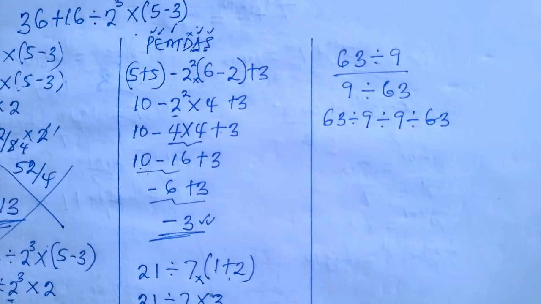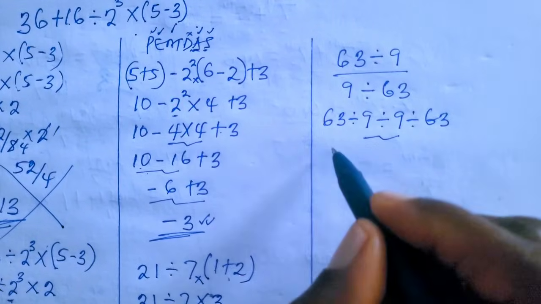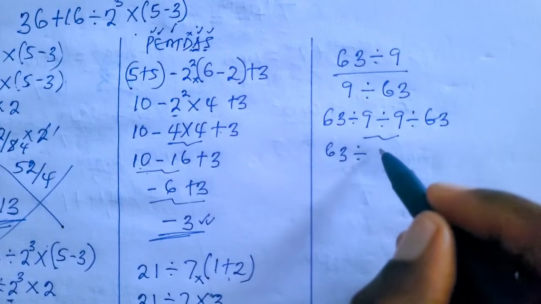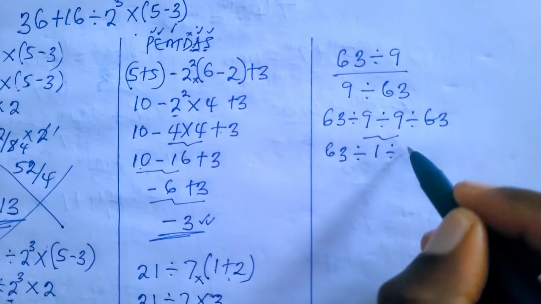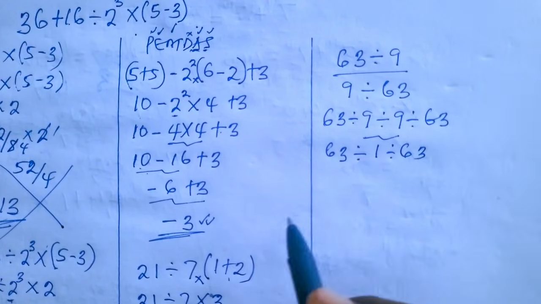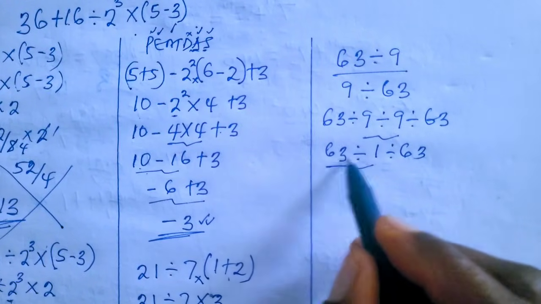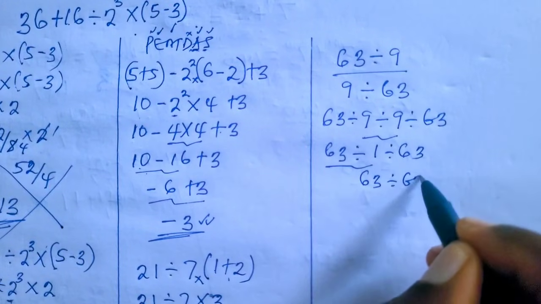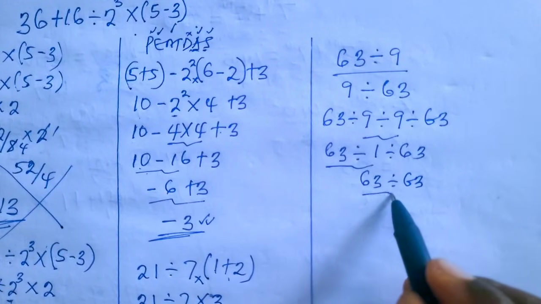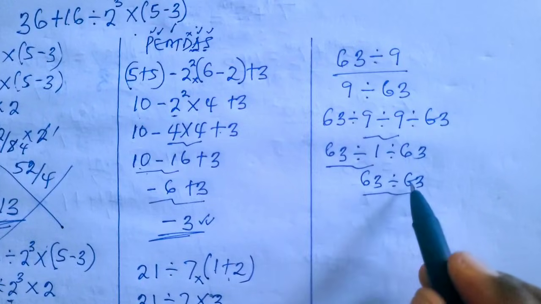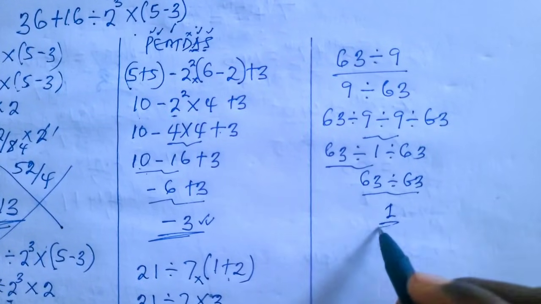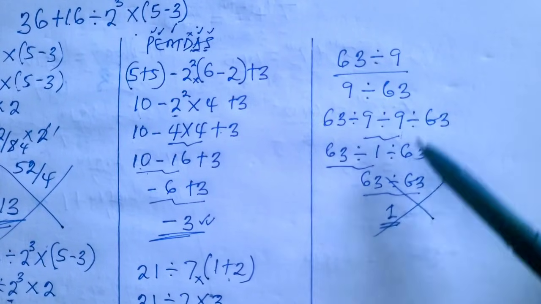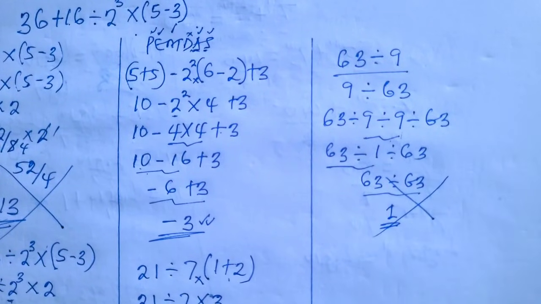Right here, they will consider this. Now 63 divided by, here 9 divided by 9, that gives 1. Then divided by 63. Then again they consider this 63 divided by 1, that gives 63. Then divided by 63. Then lastly they consider this 63 divided by 63, that gives 1. But this answer is wrong. This first approach here is completely wrong. Do not make this mistake anymore.